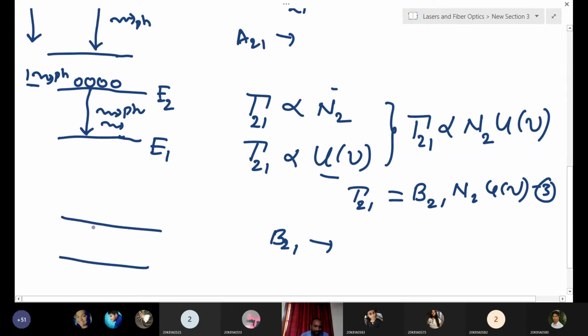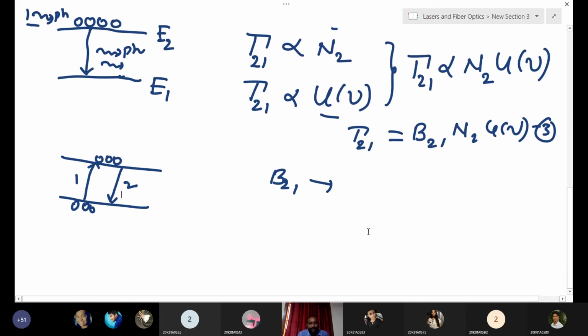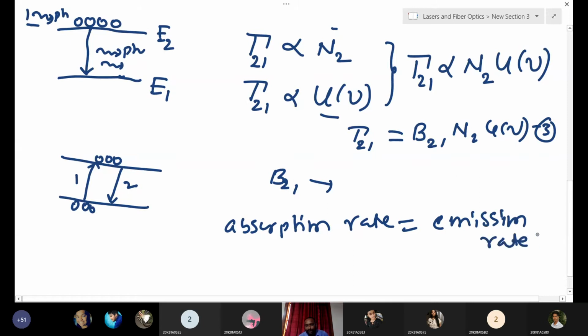Here see one more important thing. Whatever atoms go to the excited state should equal the emission rate, right? Suppose you are sending 10 cubed atoms to the excited state. These atoms come back to the ground state by two processes, spontaneous or stimulated emission. The absorption rate must be equal to the emission rate. That's why we equate the absorption rate to the emission rate, then try to solve for these coefficients.